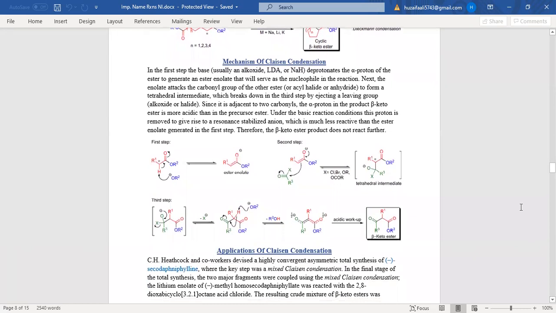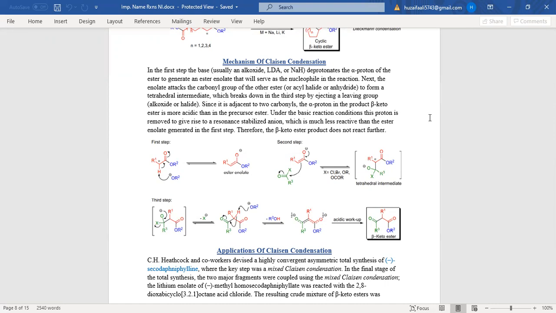Mechanism. In the first step, the base deprotonates the alpha proton of the ester to generate an ester enolate that will serve as the nucleophile in the reaction. Next, the enolate attacks the carbonyl group of the other ester to form a tetrahedral intermediate, which breaks down in the third step by ejecting a leaving group.